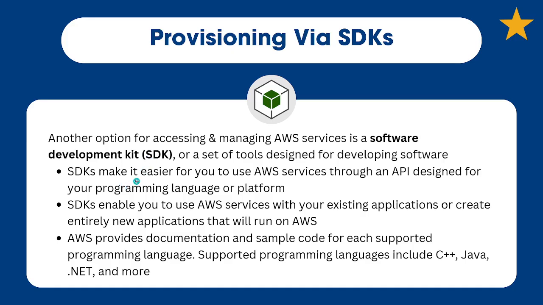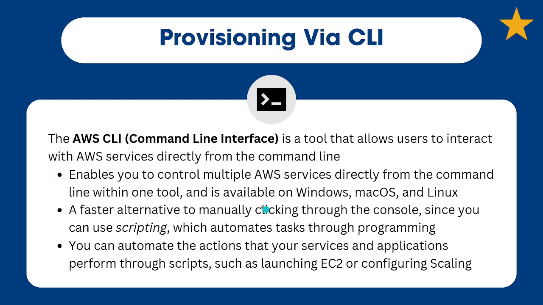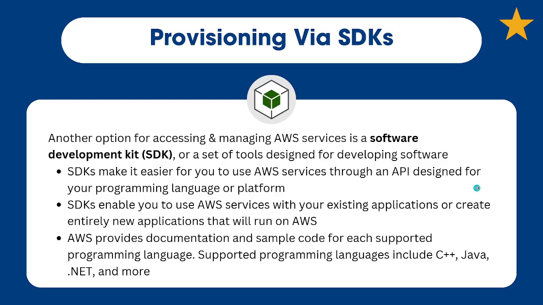So Amazon provides SDKs so that you can interact with AWS services through an API designed for your particular programming language. So if you're doing JavaScript, there's going to be an SDK for talking to AWS for JavaScript. If you like Java, there's going to be a different SDK for you. So SDKs enable you to use AWS services with your existing applications or create entirely new applications that will run on AWS. So while the command line is also, in a sense, programming, when you're actually building your apps, you can actually talk to AWS directly from your app's code.